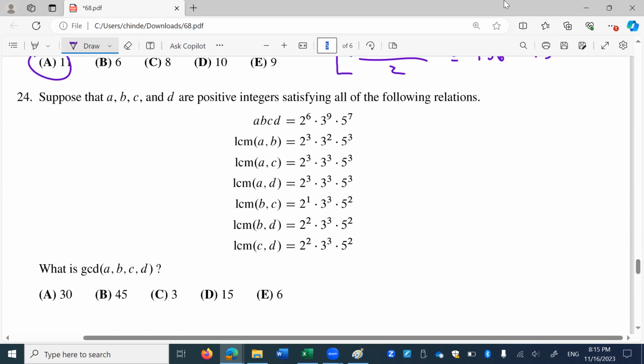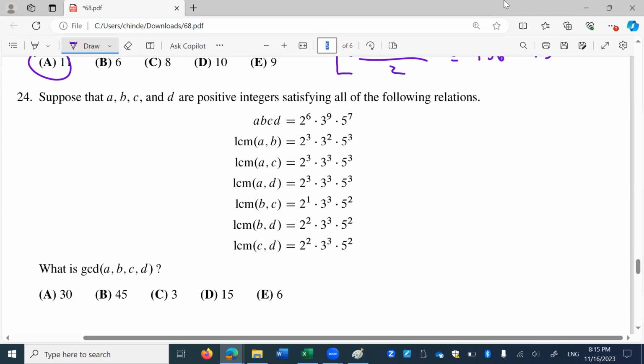All right, here we have A, B, C, and D are positive integers satisfying all the following relations. So A, B, C, D have prime factors only 2, 3, and 5, and their total product has this many total of each factor. And then we have a least common multiple for each possible pair, each of the 6 possible pairs of numbers. And so I want to find the greatest common divisor of all of these.